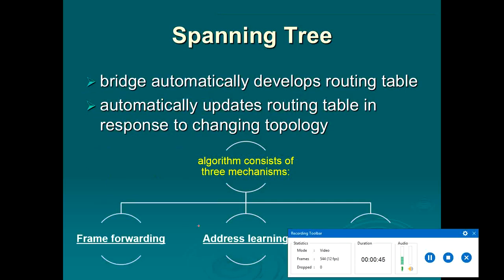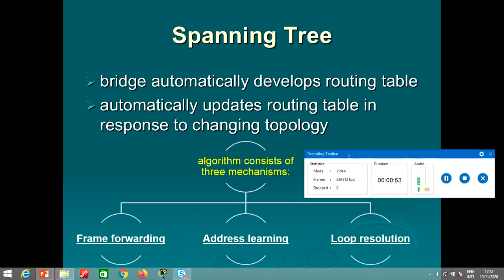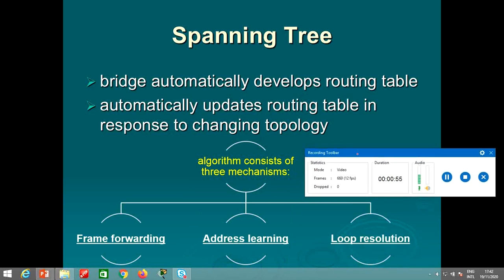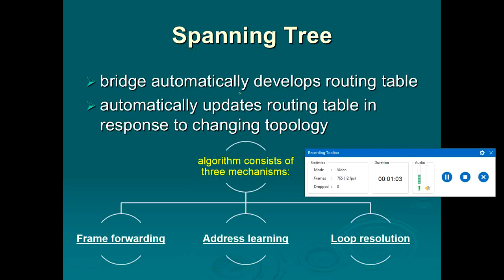Alright, so going ahead, now coming to a new concept which is called the spanning tree approach. The spanning tree approach is a mechanism in which bridges automatically develop a routing table and update the table in response to the changing topology. So what happens if the topology changes, or if some link has some disturbance or stops working? Then the bridges update their routing table accordingly.